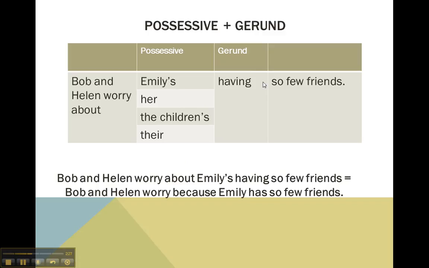Or Bob and Helen worry about her having so few friends. Or Bob and Helen worry about the children's having so few friends. Bob and Helen worry about their having so few friends. So that first sentence, when I say Bob and Helen worry about Emily's having so few friends, it means the same thing as Bob and Helen worry because Emily has so few friends.